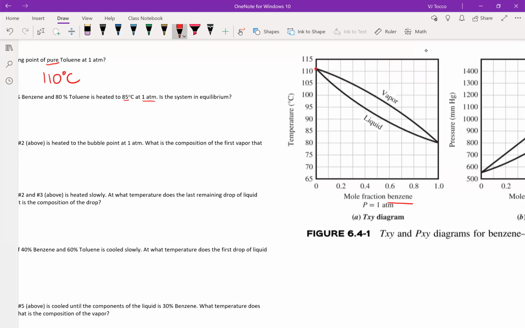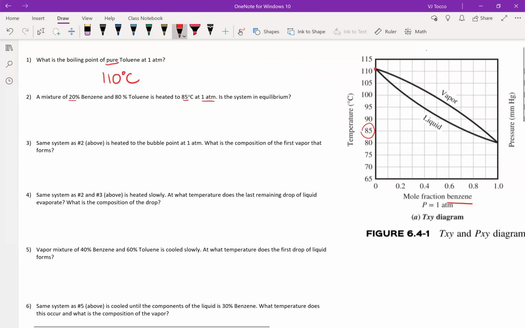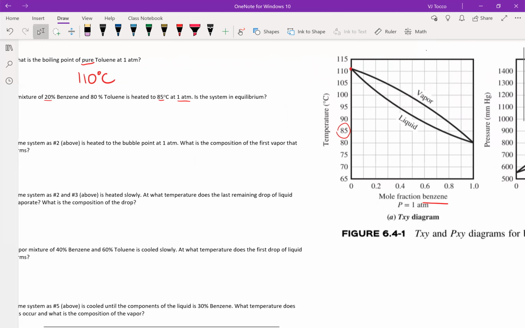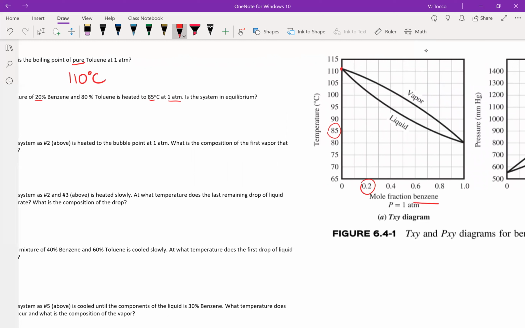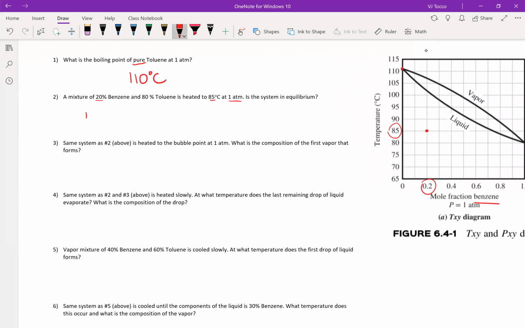So I'm going to use the TXY diagram and say that at 1 atmosphere and 85 C, I'm going to want to look at 20% benzene. So 20% benzene is there. The coordinates are right here. So this point does not lie within the two-phase region. This point is firmly within the liquid region. So the answer to this question is no. The system is all liquid at this point.